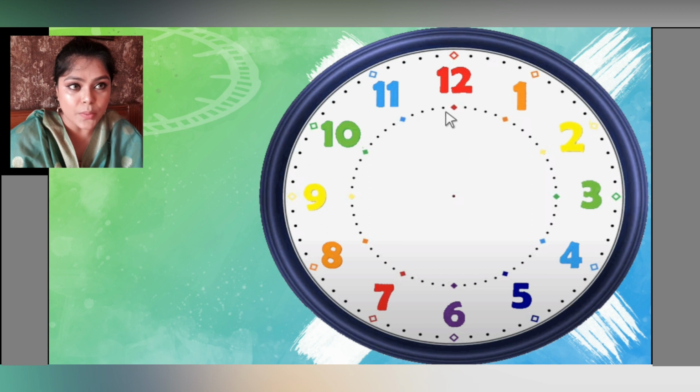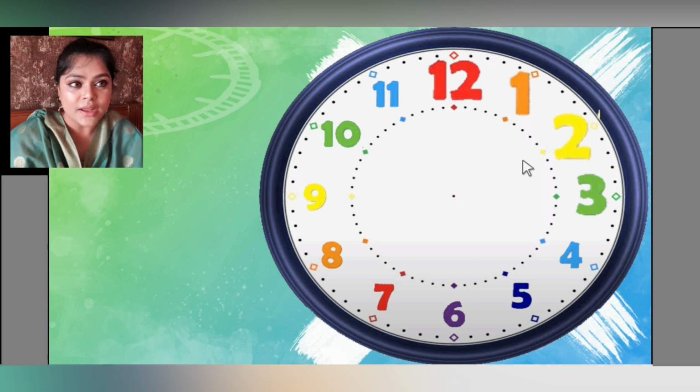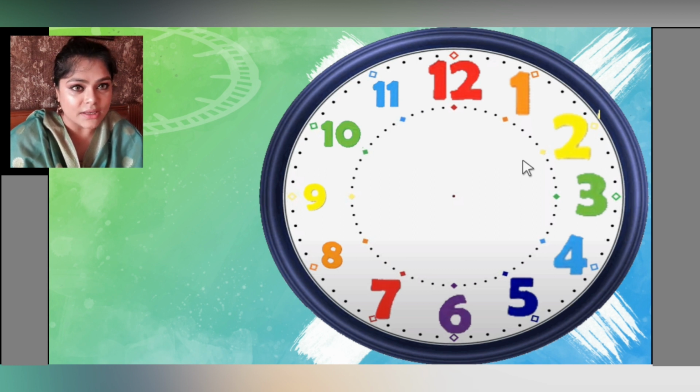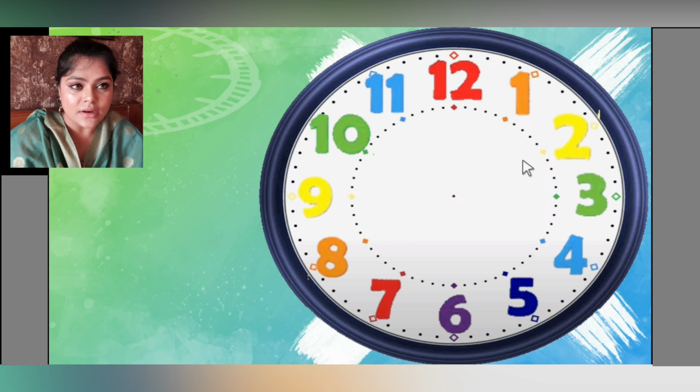So from 12 we will go to 1, 2, 3, 4, 5, 6, 7, 8, 9, 10, 11 and back to 12. Okay?